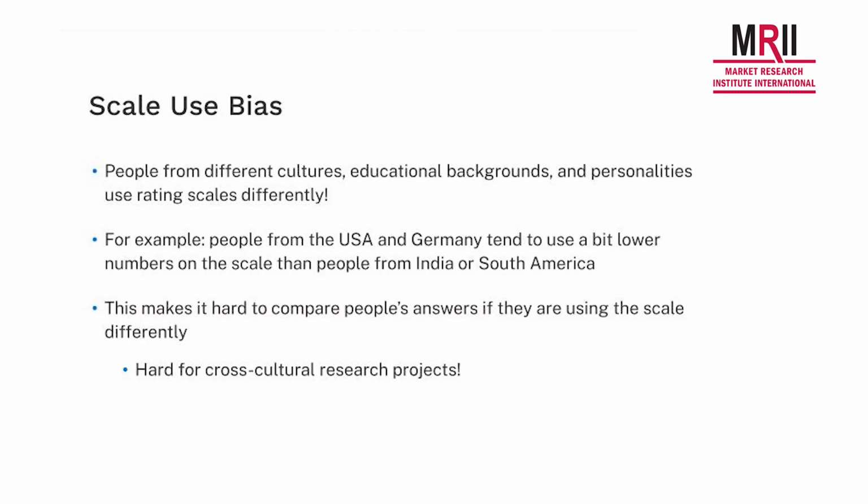The other thing that you might be used to thinking about, and some of you might not have thought about this, is that different people, especially different people from different cultures, tend to have different tendencies or biases when using these scales. For example, people from USA and Germany have been found to be using a little bit lower points on the scale than people in India or South America, for example, who want to be more agreeable with the researcher and don't want to be as negative. And this is going to make it really hard to do cross-cultural research to try to compare people's answers if people just have a tendency to use the scale differently. And so that's another problem with the common rating scale.